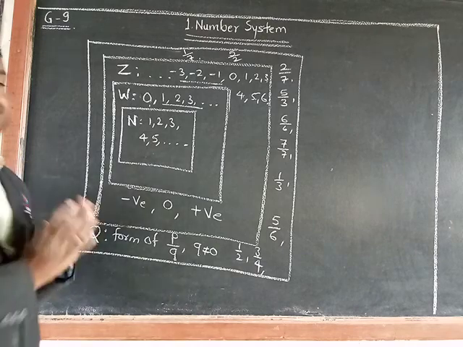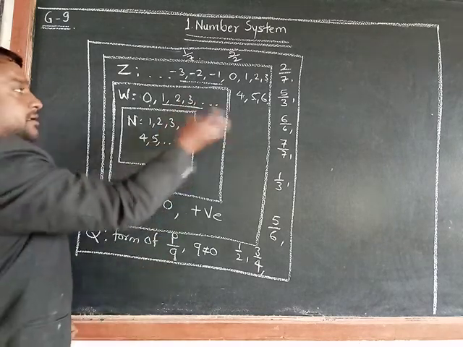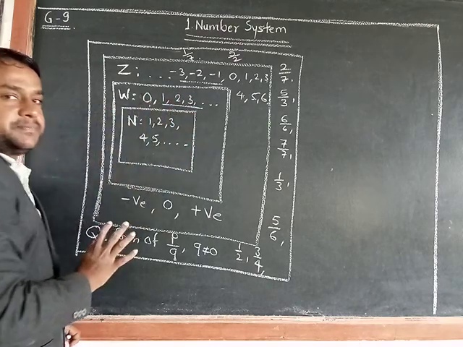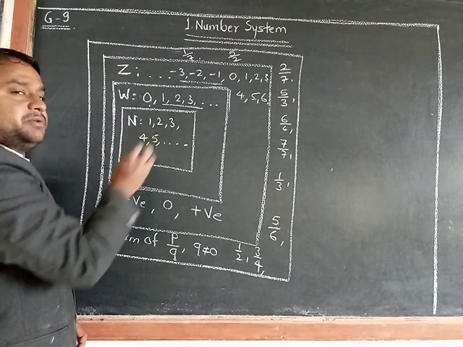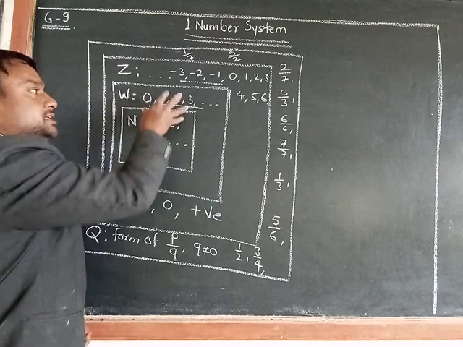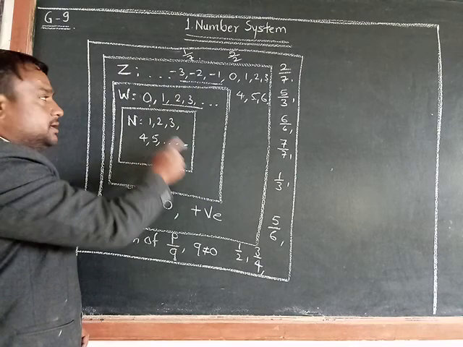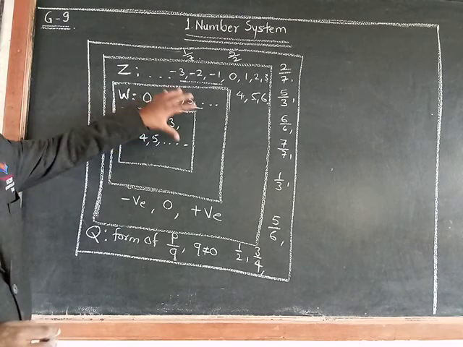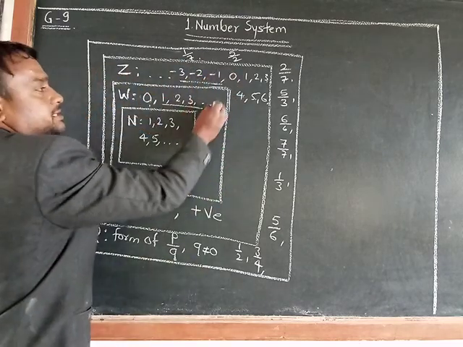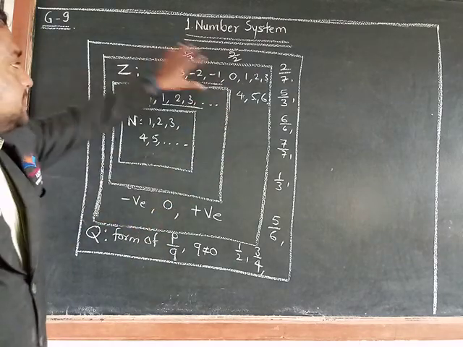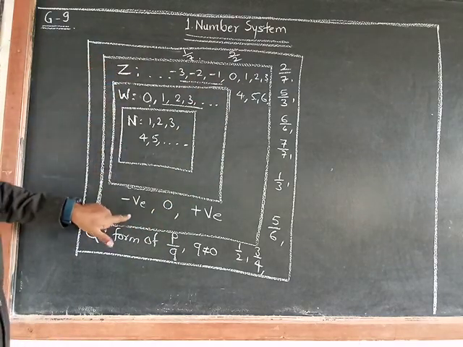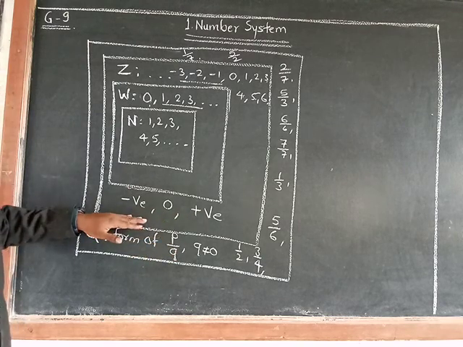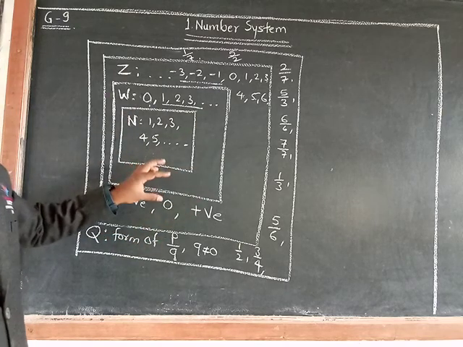So you clearly understand that natural numbers with 0 make whole numbers. Natural numbers are the set 1, 2, 3, 4, 5, but natural numbers with 0 make the set of whole numbers. Then 0, positive numbers and negative numbers together make the set of integers. That means all positive numbers, 0 and negative numbers completely make the set of integers.